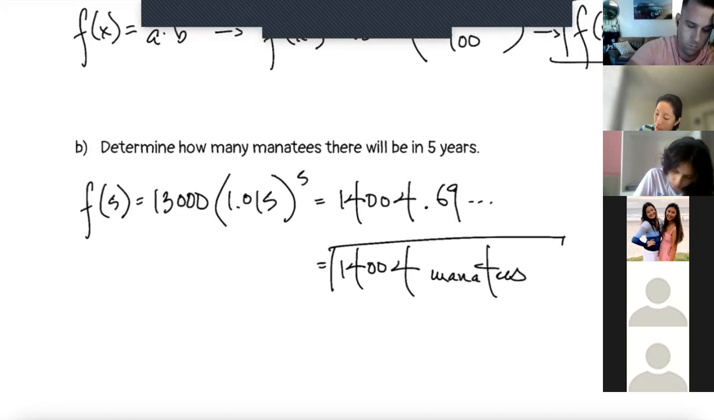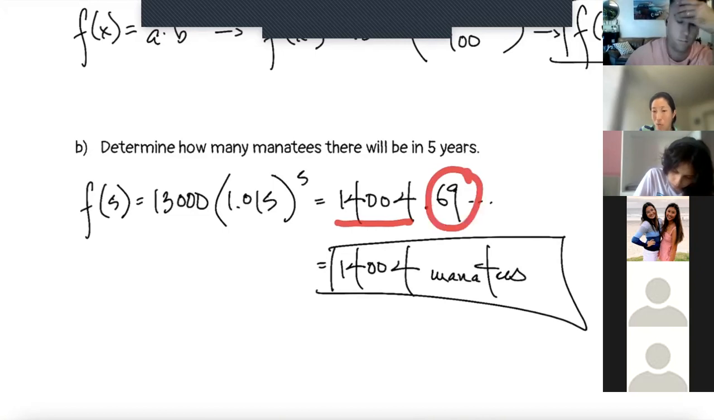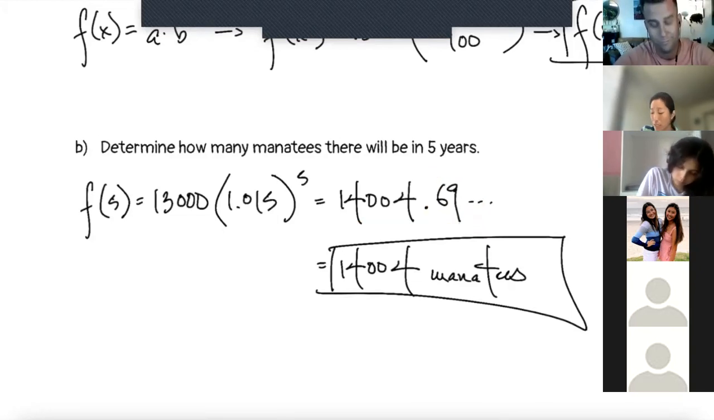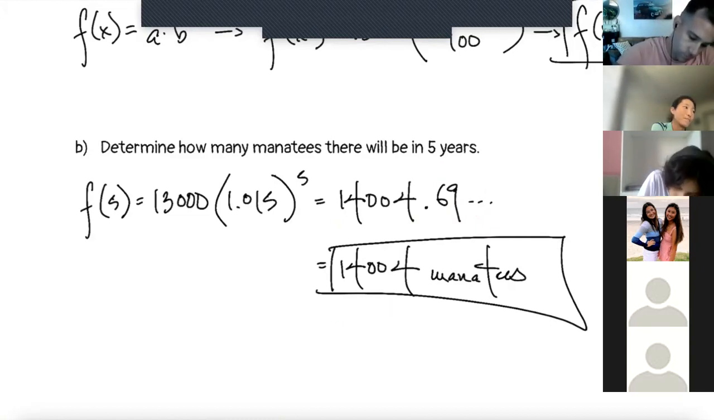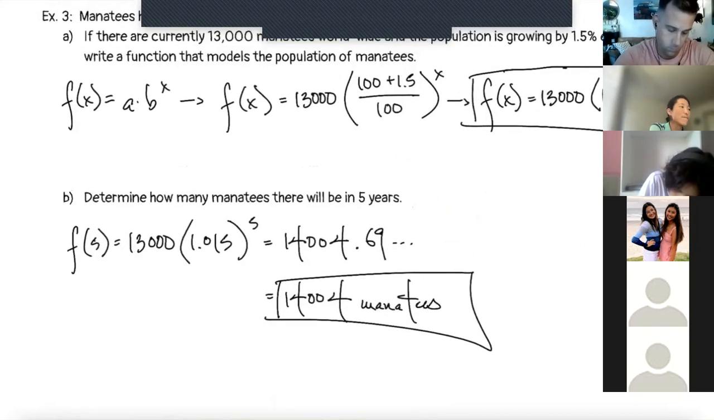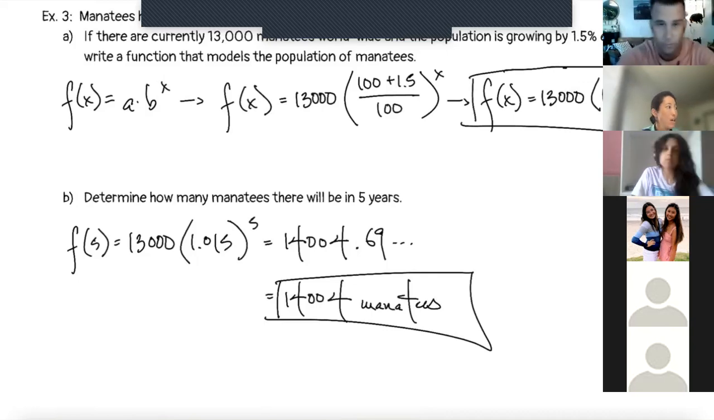If you want to split some hairs, you could say, well, we have 14,004 and maybe one of the manatees is pregnant, maybe about 0.7 months along the way. I actually don't know how long they're pregnant for. But in general, when we're looking at population, we tend to round down because we're looking for whole numbers or things that actually are possible, okay? All right, so example 3, I think very similar to example 1 and 2, but also a common kind of way to look at exponential functions.